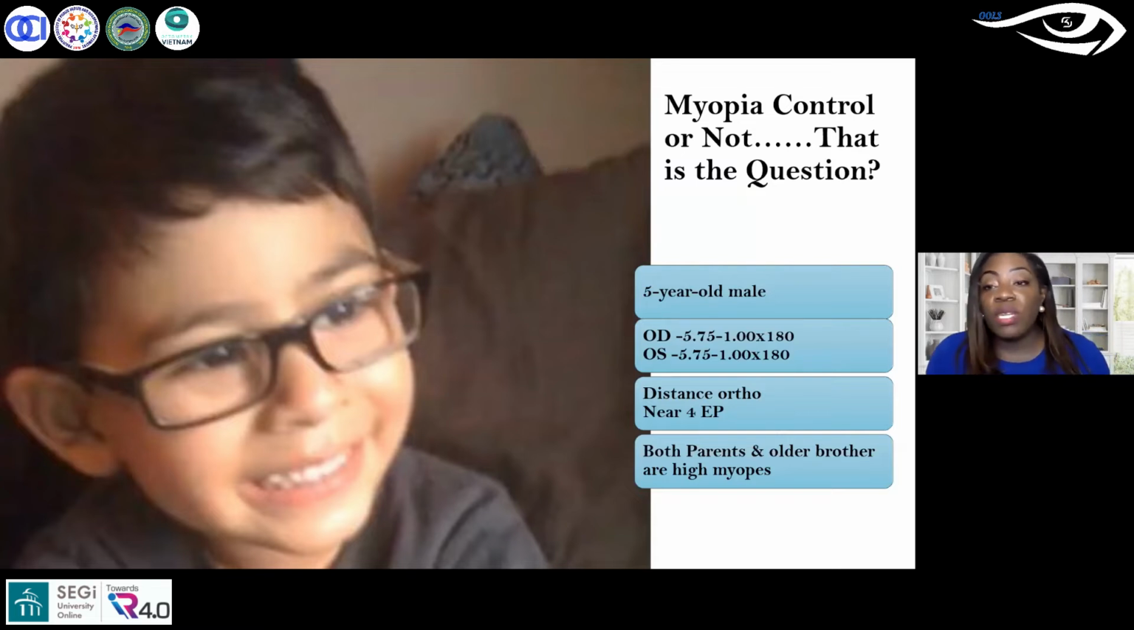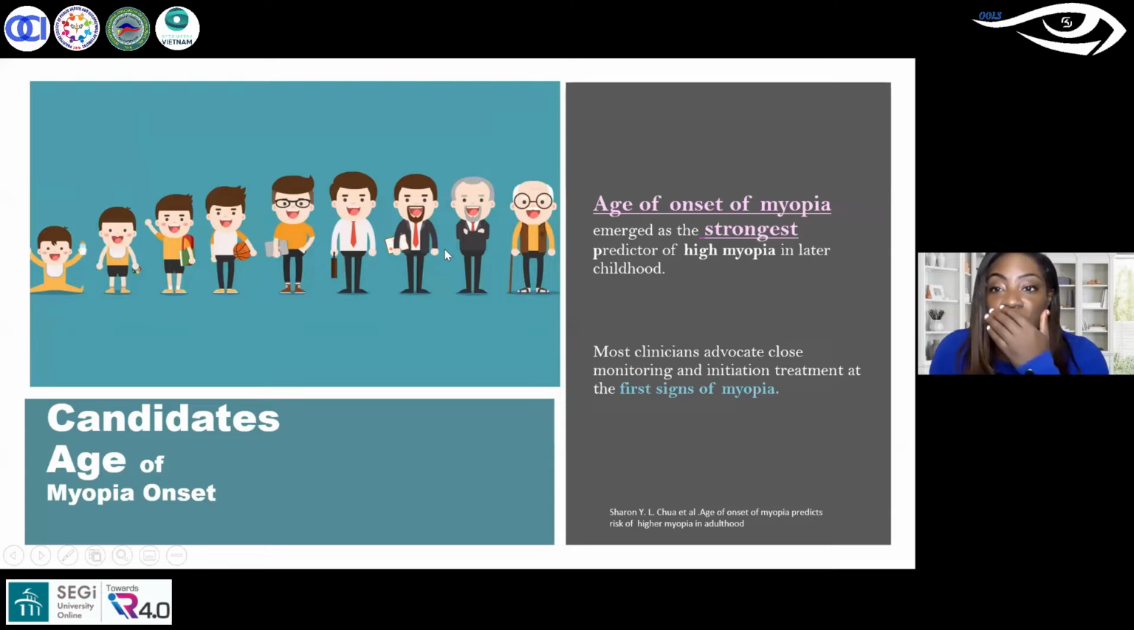So let me share with you what the latest research has shown here. Based on the latest research, age of onset of myopia emerges as the strongest predictor of high myopia as the child gets older, even greater than the parents. The point here is that when you see a child who has myopia, it's important for us to initiate treatment, especially if they're young, like my patient.